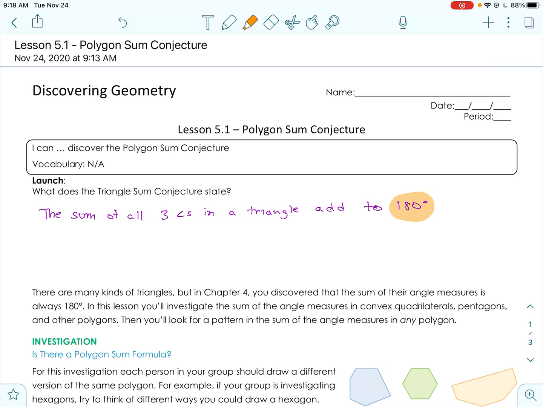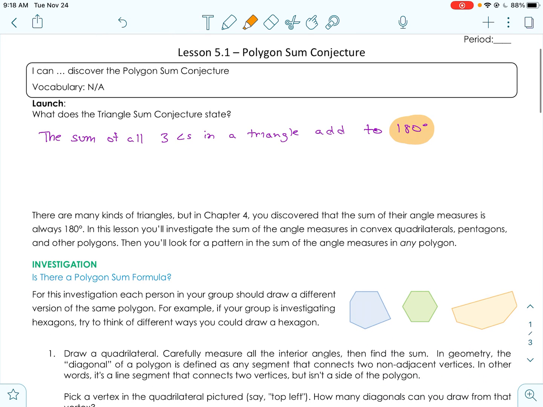All right. So what we're going to do is use this to help us determine the sum of the angles in any polygon. So we're going to take a look at convex quadrilaterals, pentagons, and other polygons. Remember, convex means all of the diagonals are inside of the shape. Okay, so this would be a convex quadrilateral or a convex polygon because all the diagonals are within the shape.